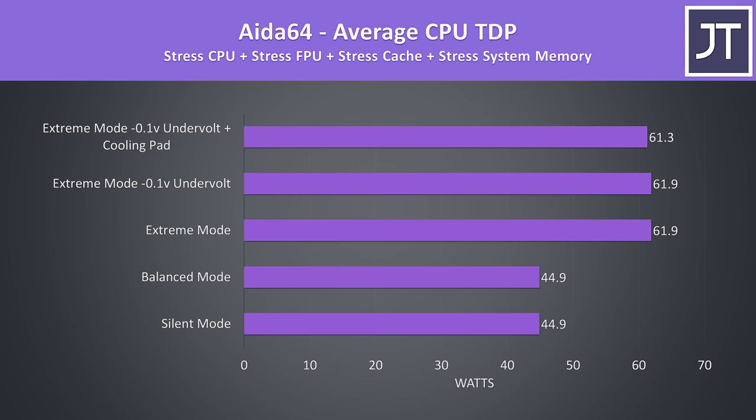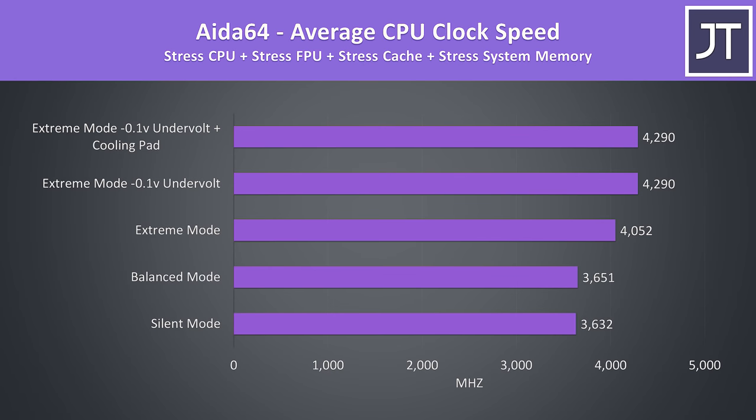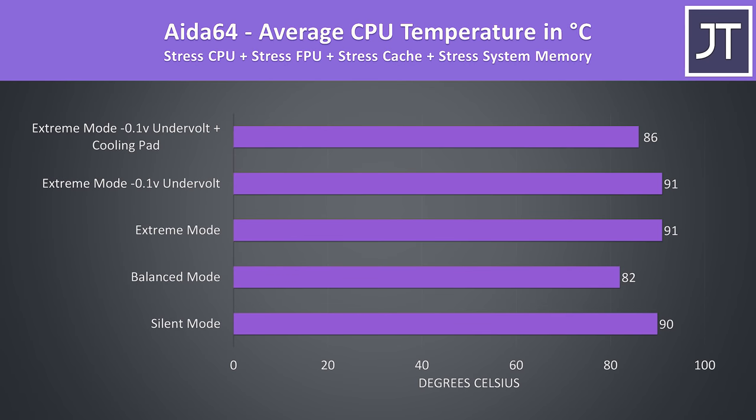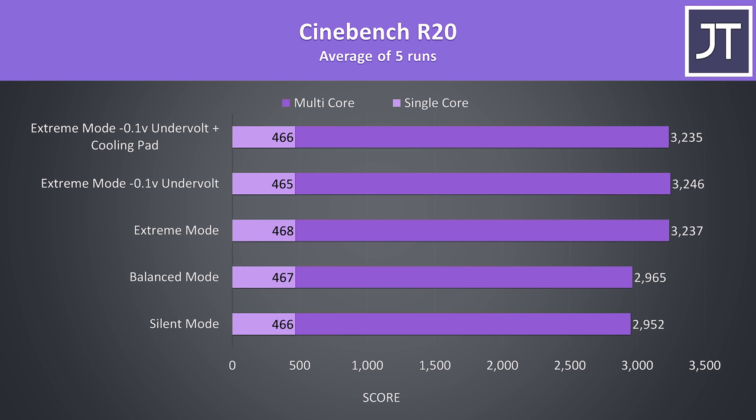When we look at CPU-only performance, silent and balanced modes still have a 45 watt cap. However, with the GPU idle, extreme mode is able to go up to 62 watts now. The undervolt was required in order to reach the full 4.3 GHz all-core turbo boost speed of the 10750H processor, and while the undervolt didn't help improve temperatures here, as the power in use didn't change, the cooling pad did help a bit. Here's how the different modes perform in Cinebench.